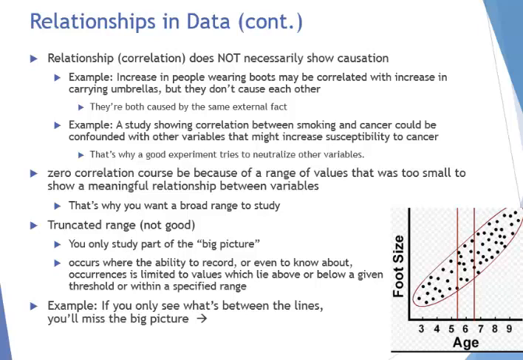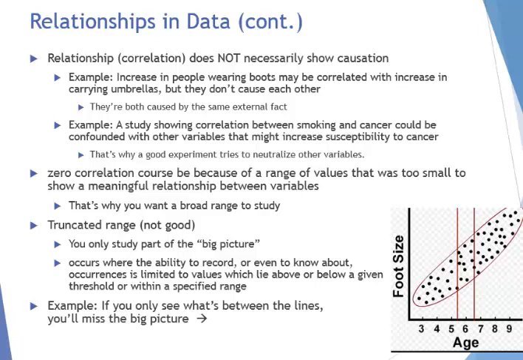One thing to remember when you're talking about correlation is that correlation does not necessarily imply causation. Just because two things are correlated doesn't necessarily mean that one causes the other. It could mean that, but it doesn't necessarily mean that. For example, an increase in people wearing boots may be correlated with the increase in carrying umbrellas. The more people that wear boots, probably the more people are going to carry umbrellas. They don't cause each other.